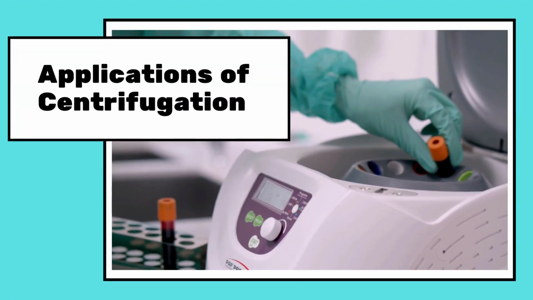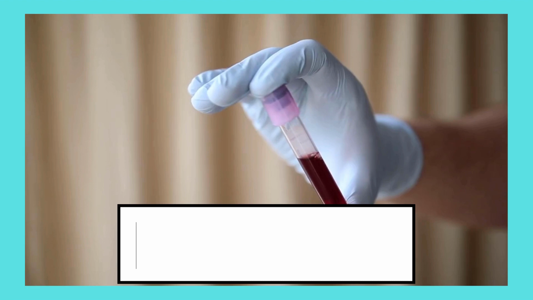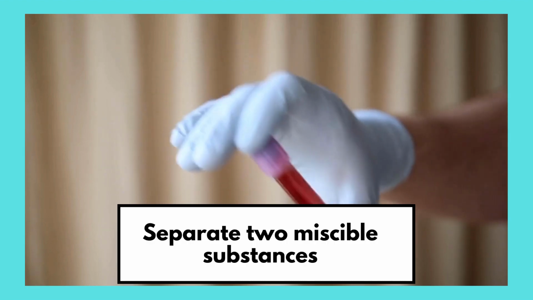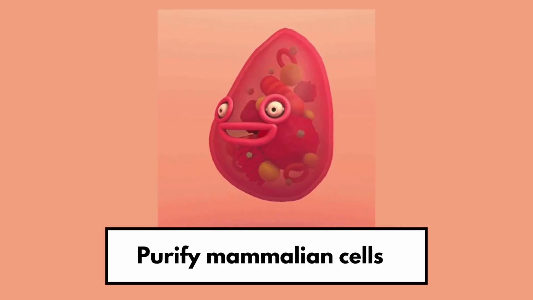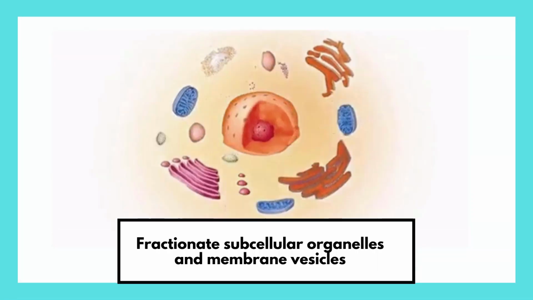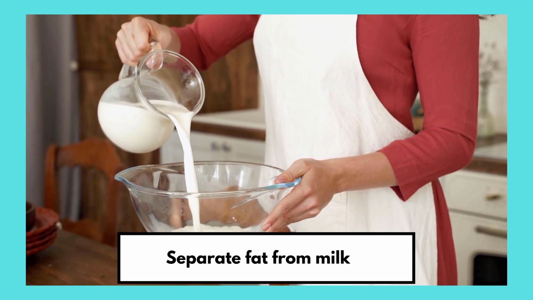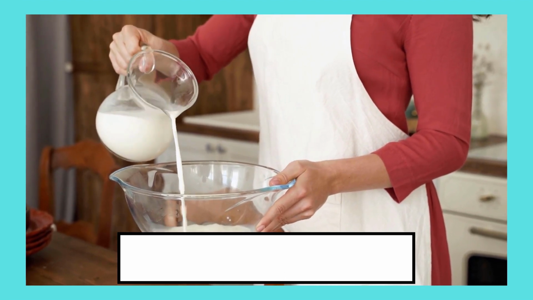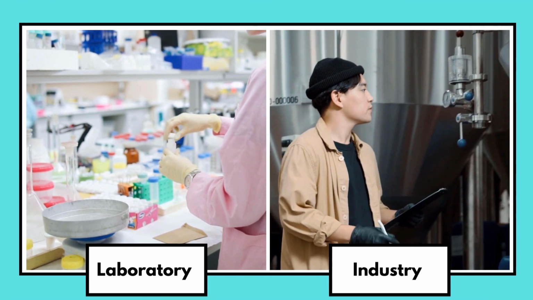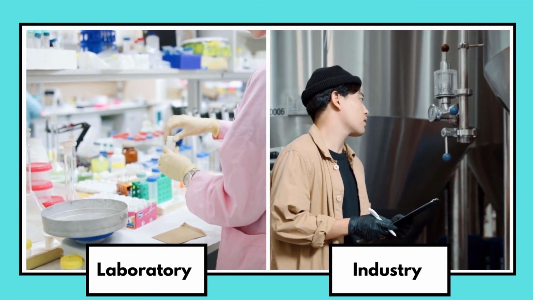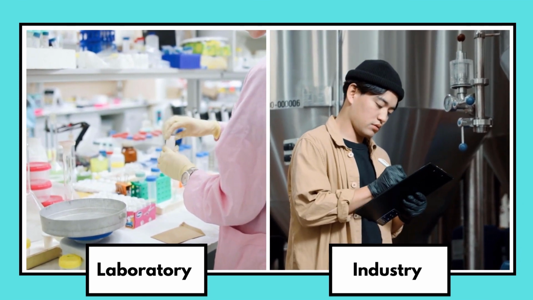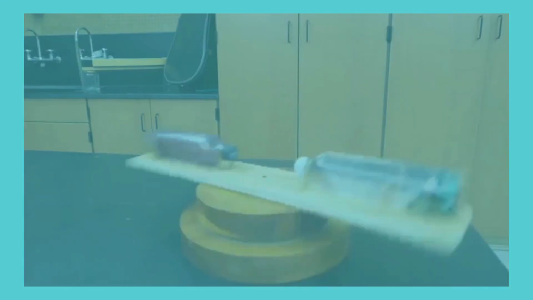There are many applications of centrifugation. This process can be used to separate two immiscible substances, purify mammalian cells, fractionate subcellular organelles and membrane vesicles, separate fats from milk to produce skim milk, and many more. Centrifugation is applied both in the laboratory and on an industrial scale. The centrifuge used in the laboratory usually looks like this. Here is a clear example of how the solutions react during centrifugation.